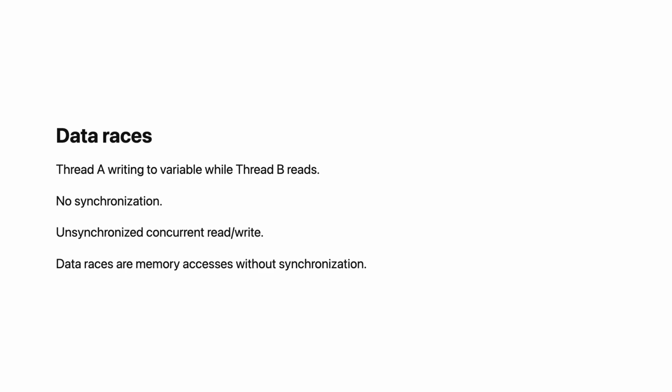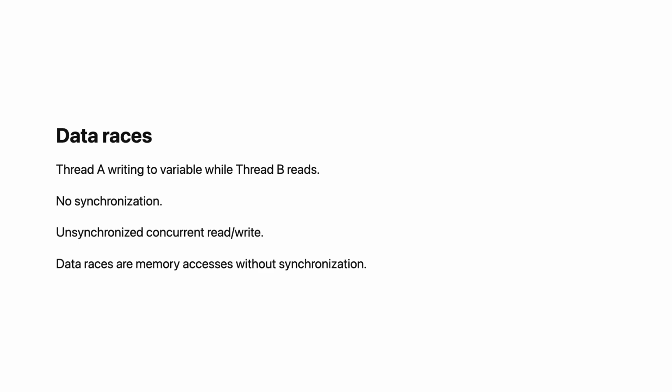A race condition is about logic depending on timing. A data race is about memory access without coordination. All data races are race conditions. Not all race conditions are data races. Preventing data races is the first step to correct concurrent code.